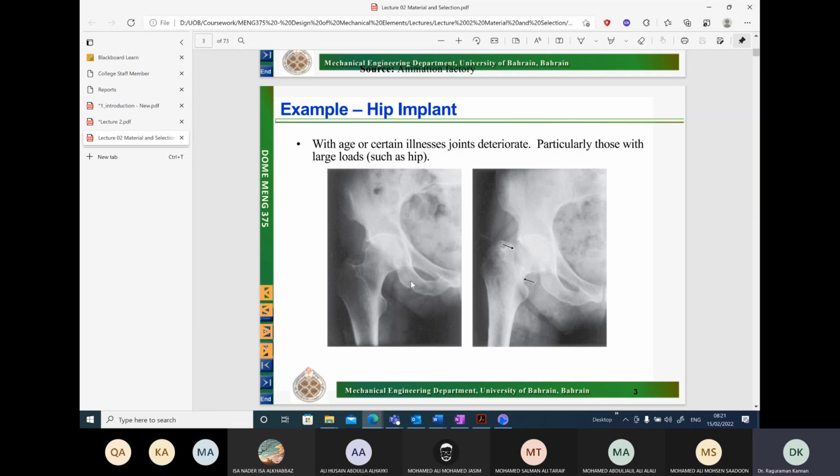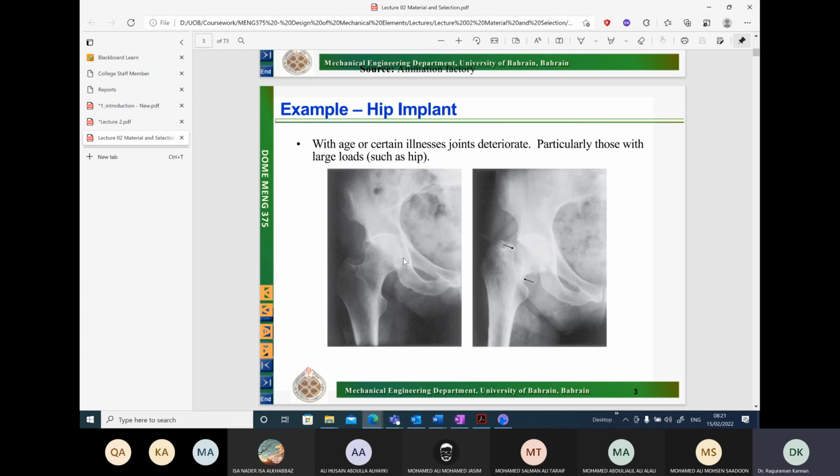So they do what is called the hip replacement, where they cut off the bone, make a hole in the thigh bone, and then replace it with a metal which has a ball, and they will also replace the hip bone in this part with some kind of an artificial material, and this is called the hip implant.